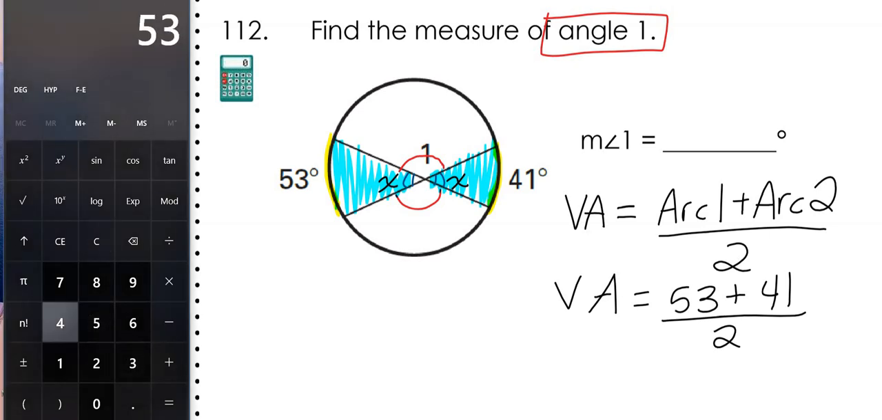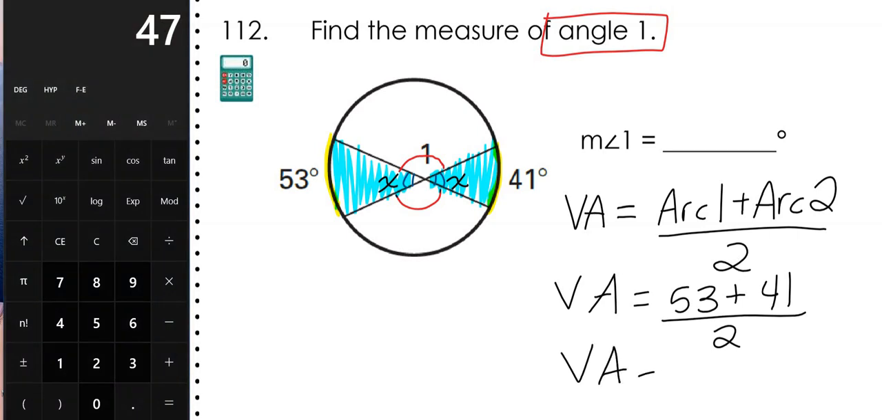53 plus 41 equals, divided by 2 equals... Okay, 47. So the vertical angles that are the x's are 47 degrees. Okay, so if this is 47, let me fix that 7 a little bit.